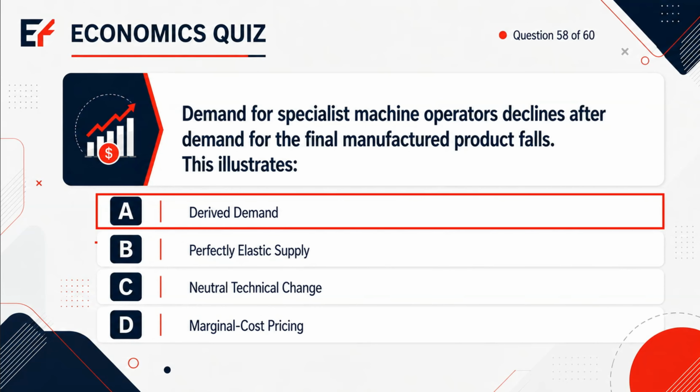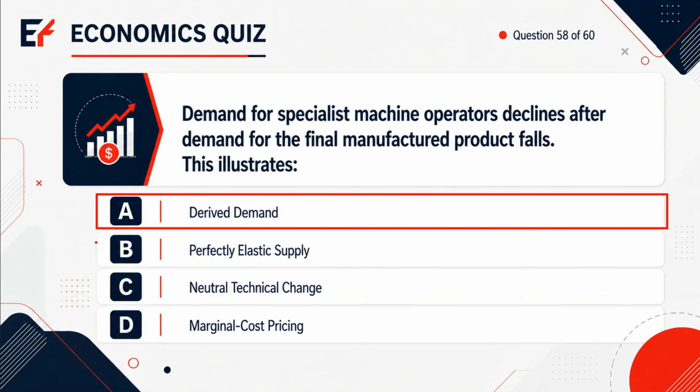Let's connect the two markets. Derived demand means demand for an input depends on demand for the final product or service that the input helps produce. In this case, lower demand for the manufactured product reduces the need for specialist machine operators. Therefore, labor demand falls because demand for the final output has declined.